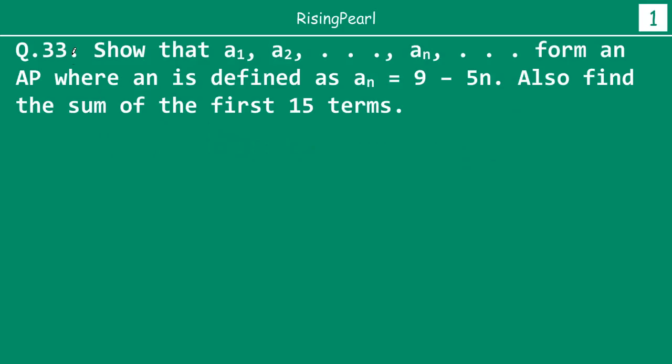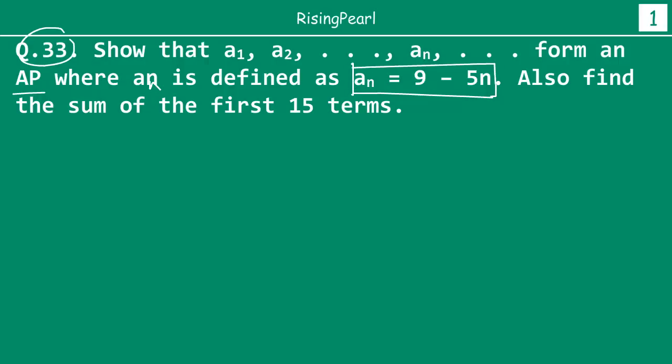So our question number 33, as you know, this is a running count of all questions that we have covered. Show that a1, a2, dot dot dot, an, dot dot dot, form an arithmetic progression where an is defined as, this should be n as in subscript like here, so the an is given as 9 minus 5n.